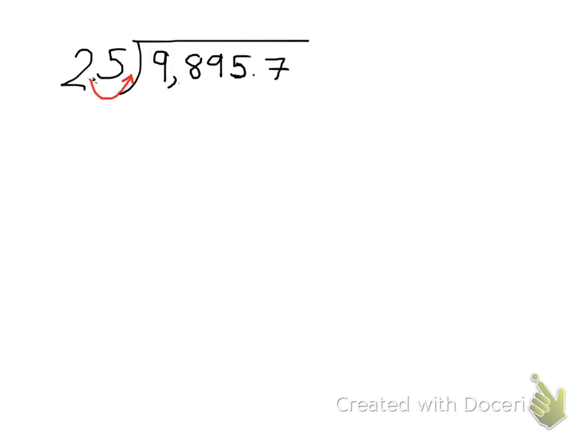So we're going to move our decimal. Make sure you don't confuse it with the comma. This is the comma. We're not moving that. We're going to move the decimal. The decimal's here, and we're going to move it one place to the right. So now our decimal is right here.